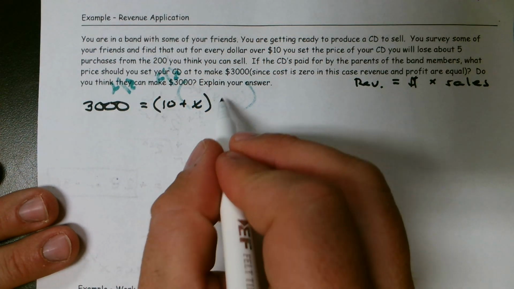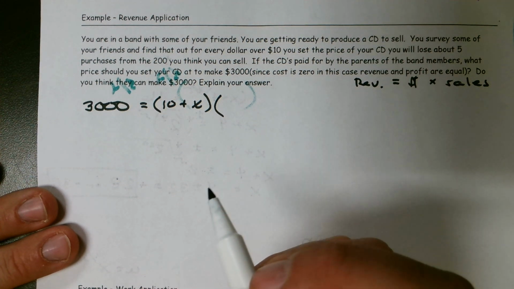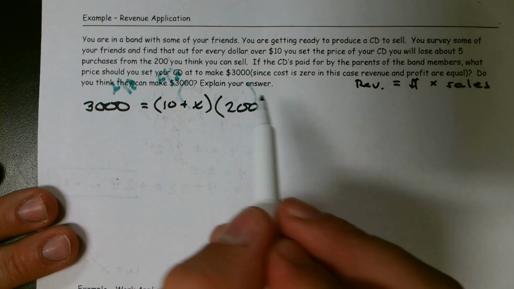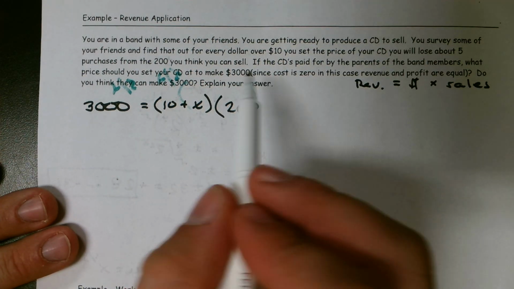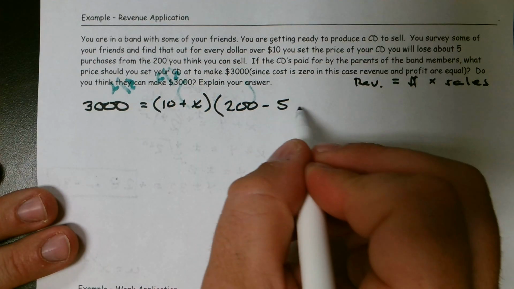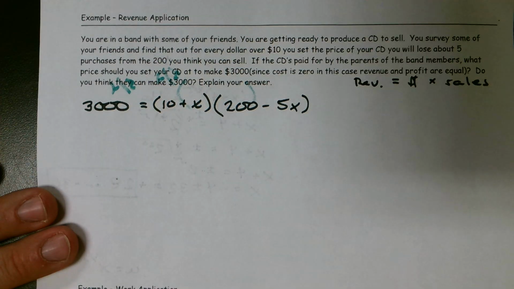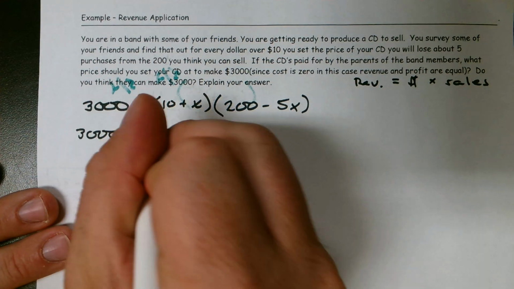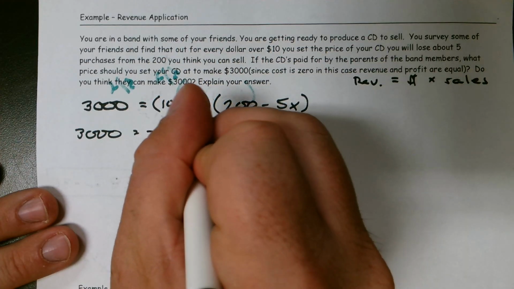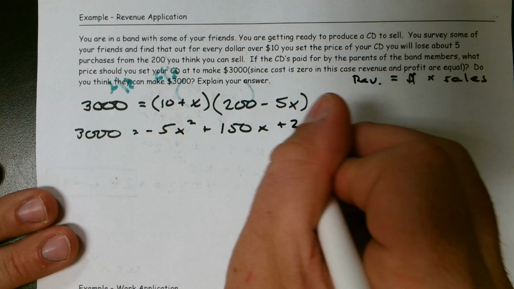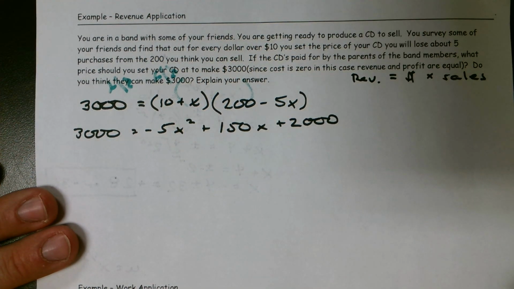Okay, now the number of CDs we're going to sell is equal to 200. That's how many we think we can sell if we sell it for $10. Remember, $10 gives us 200 sales, minus 5 people for every $1 we go above $10. So you see real quick here, we've got ourselves a nice quadratic. If I FOIL all that out, I get negative 5x squared plus 150x plus 2,000. And to solve a quadratic, you want to make it equal to 0.